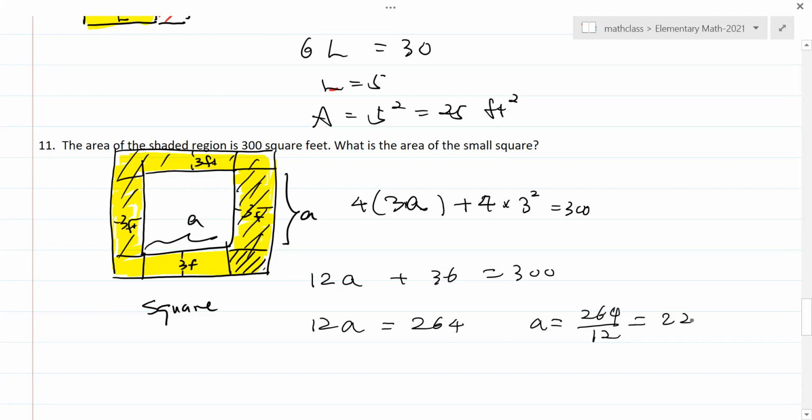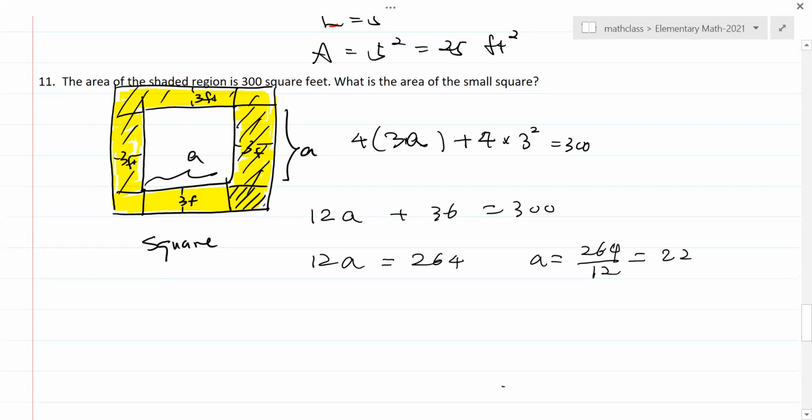So the area is going to be just the square. So the area is going to be 22 squared, okay? 484 square feet.